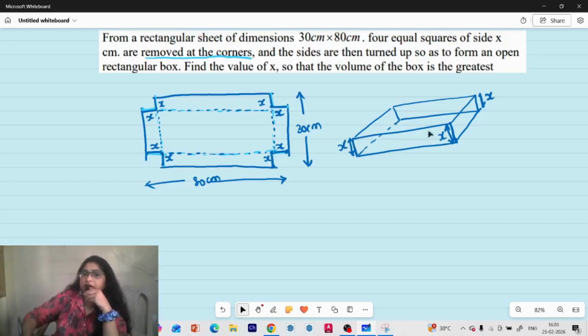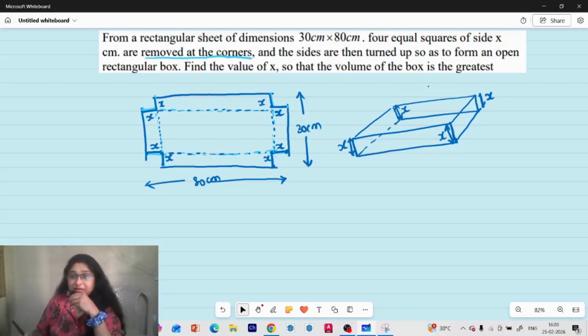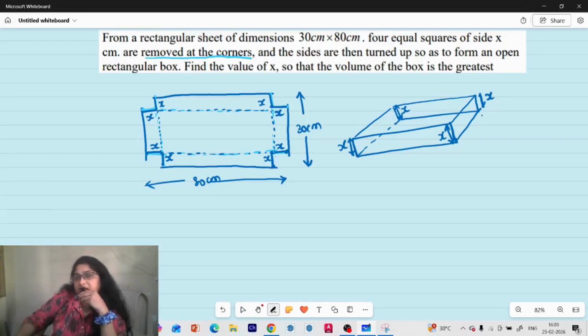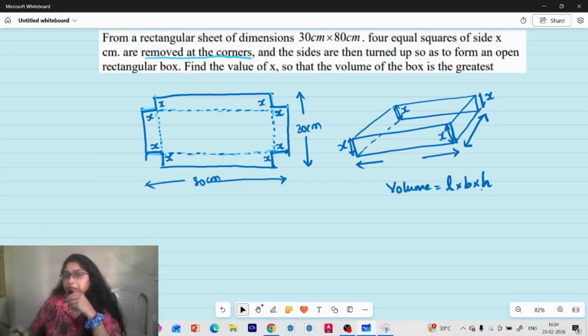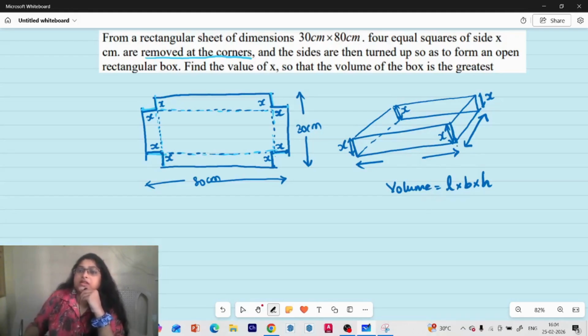At this point you have flipped the flap. Wow, that rhymed. Flipped it upward. Now if we want to write the equation for the volume of this box, we need to know the length and breadth as well. What's the volume of a rectangular box? Volume is L into B into H, where L is the length, B is the breadth, and H is the height. We only know the height, which is x units.